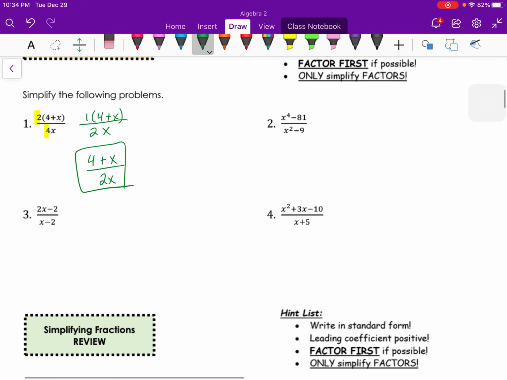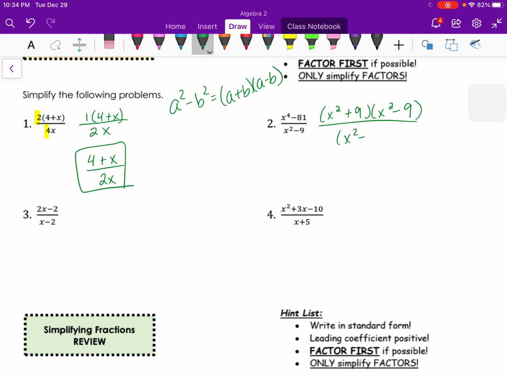In number 2, the first thing I notice is that x to the 4th minus 81 is a difference of perfect squares. X to the 4th is x squared times x squared. So it's going to factor. This is an a squared minus b squared, where it factors to a plus b times a minus b. And then 81 is positive 9 and negative 9. So it factors like that. Then I have an x squared minus 9 in the denominator as well.